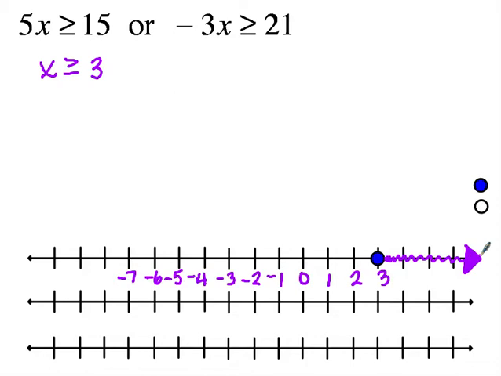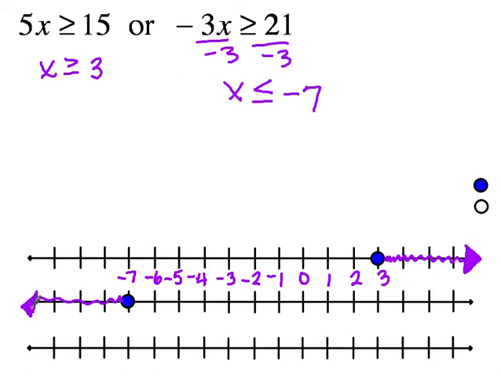What do I do on the next one? Divide by negative 3. So x is less than or equal to negative 7. Okay, why is it less than or equal to? You divide by a negative number. So I'm going to put a closed circle at negative 7. And which way am I going to shade? To the left.